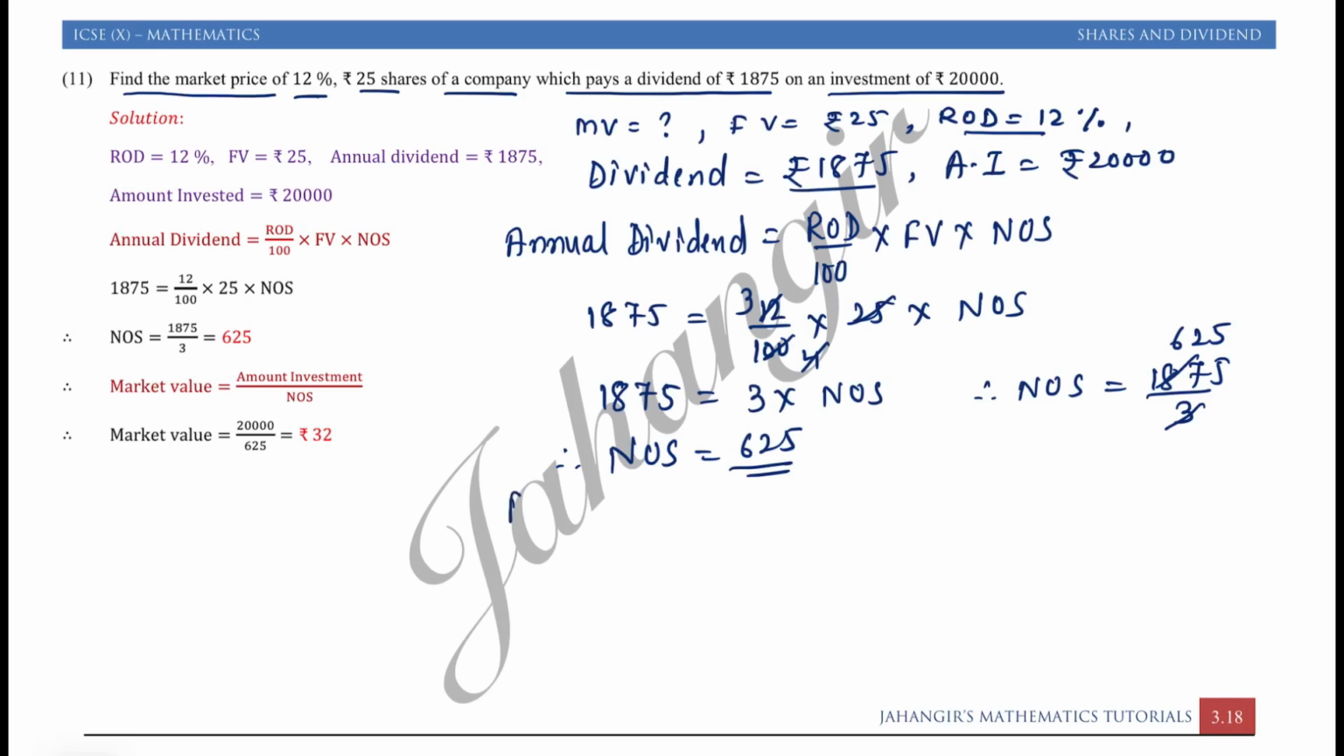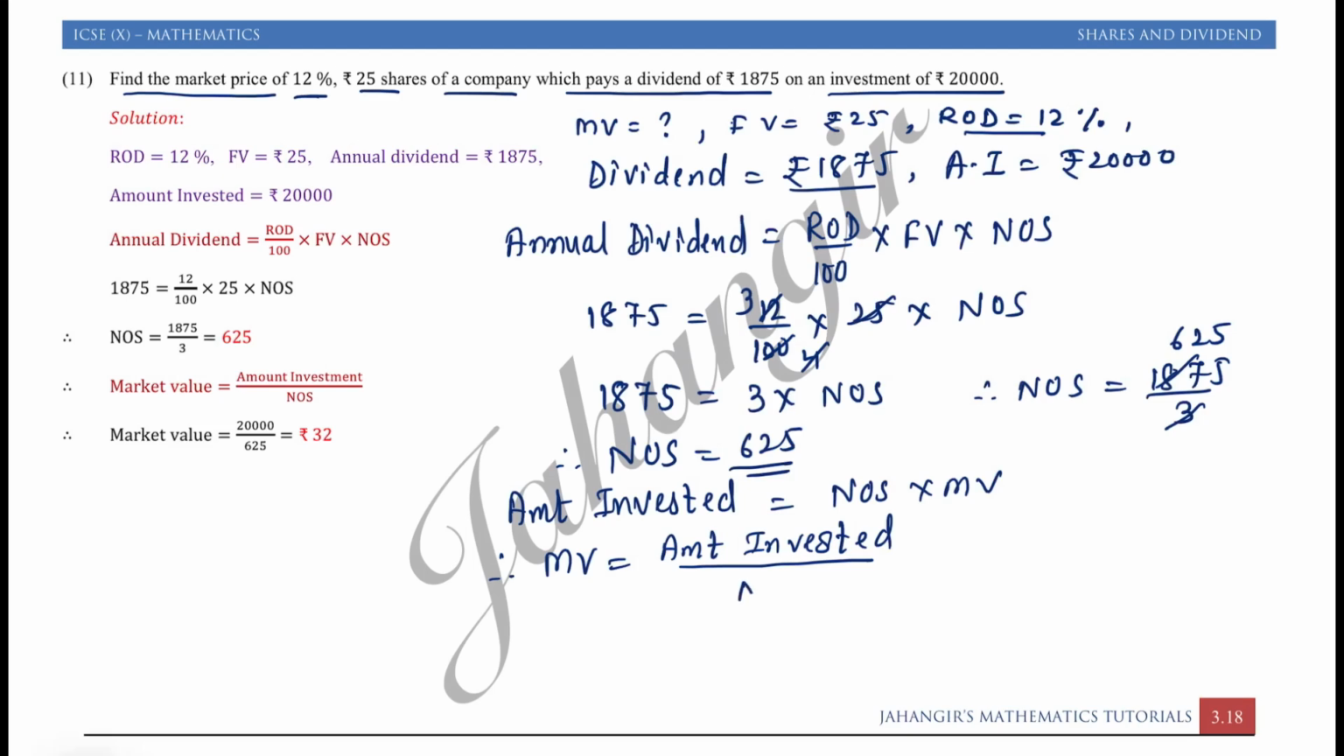Now we want the market value. We know the amount invested is equal to number of shares into market value. So therefore the market value is equal to amount invested upon number of shares. The amount invested is 20,000 upon the number of shares we got as 625. Calculating it, you will get rupees 32. So therefore the market value is 32.